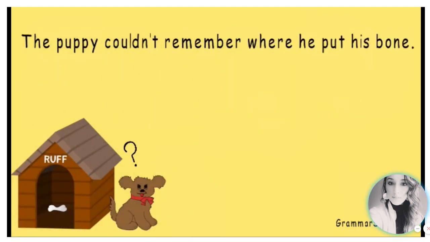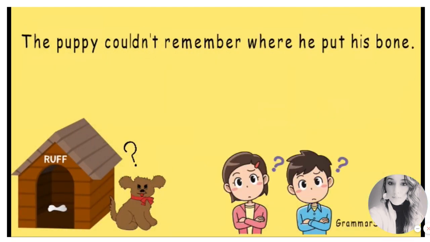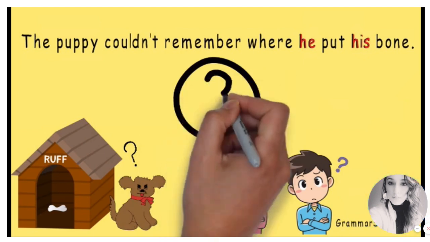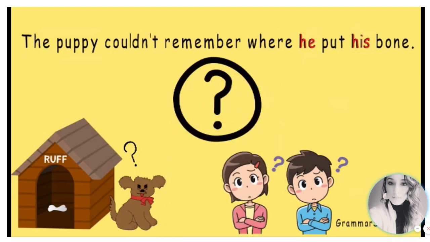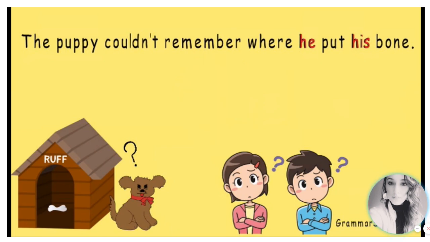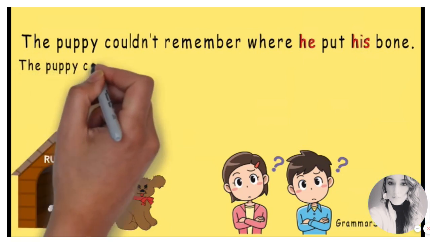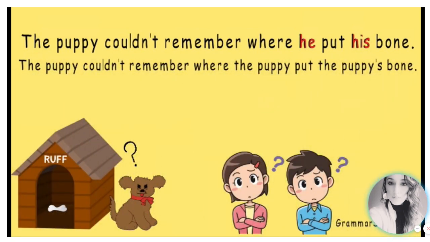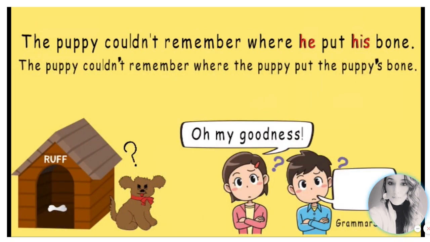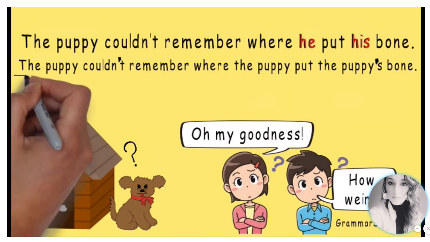The puppy couldn't remember where he put his bone. This sentence actually has two pronouns in it. He is a singular masculine personal pronoun, and his is a singular masculine possessive pronoun. But let's look at why we need these pronouns and how they affect our speaking and writing. Without the pronouns he and his, in order to convey the same message, we would have to write, the puppy couldn't remember where the puppy put the puppy's bone. Oh my goodness, how weird.